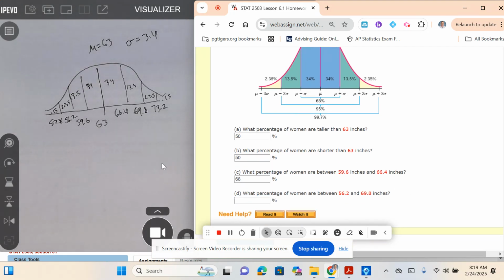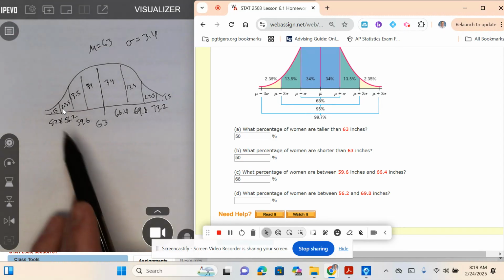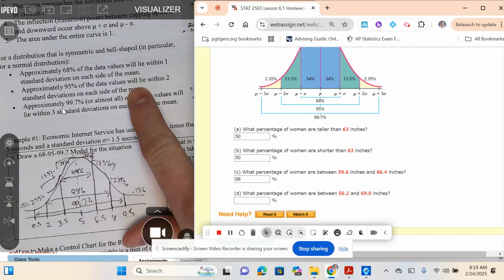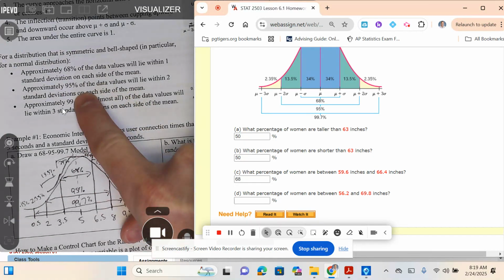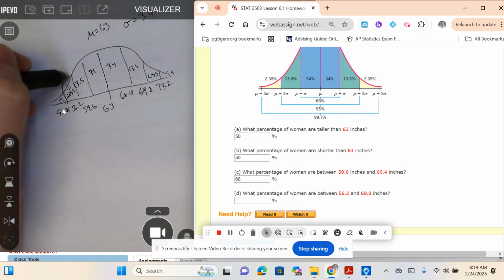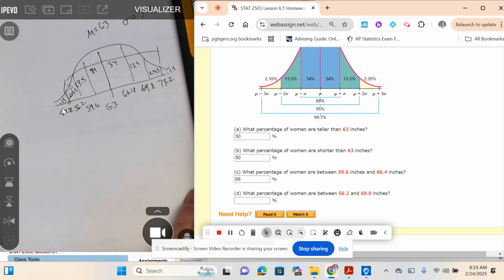What about between 56.2 and 69.8? 56.2 is 2 below. 69.8 is 2 above. So 2 below to 2 above. Do y'all remember? You could add all these percentages up, or you can look here. What percentage lies between 2 standard deviations, 2 below and 2 above? 95%. I could add all these up from here to here and get that, but it's 95%.